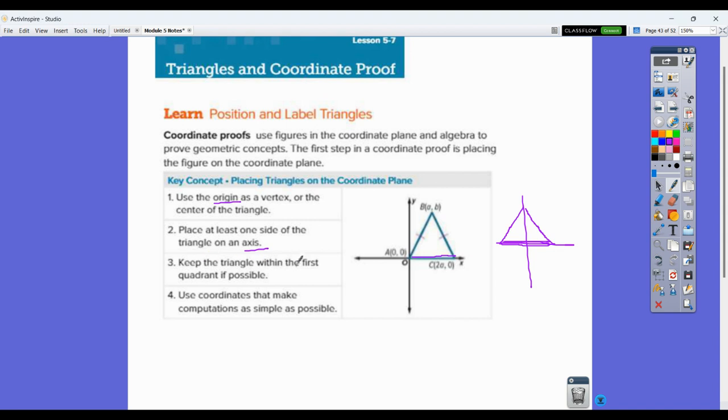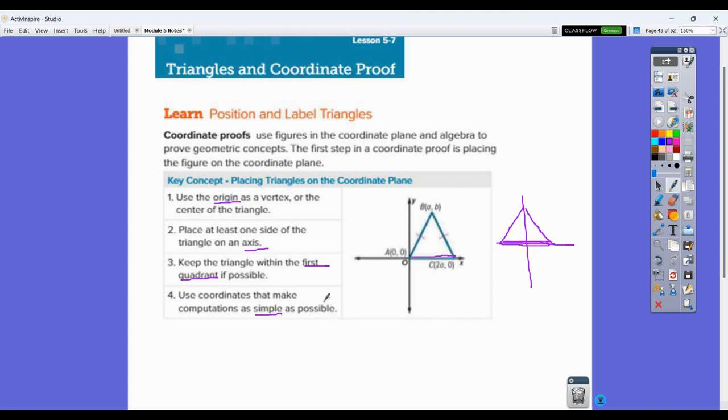The third one is keep the triangle in the first quadrant. First quadrant is nice just because it's all positives. You see that here. You don't see that here. This is one we break some of the times, because in this case, we can keep it symmetrical about the axis, and that's kind of nice. And then lastly, use coordinates that make computations as simple as possible.